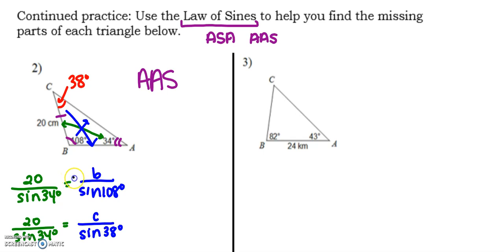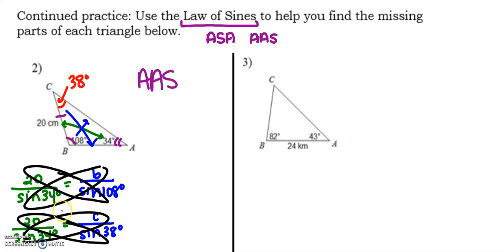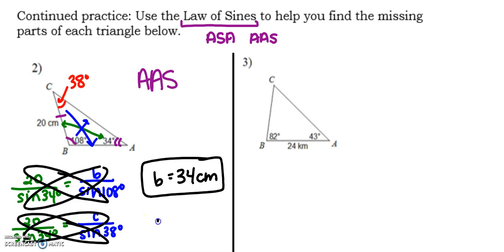So I'm going to do a little bit of solving of a proportion using some multiplication, and I will end up with B equal to 34 centimeters and C equal to 22 centimeters. And again, you can think about the reasonableness of your answer. Angle B was 108 degrees. That's by far our biggest angle because it's the obtuse angle. And 34 is definitely our biggest side. 34 degrees was our smallest angle. That one had a side of 20, our smallest side.